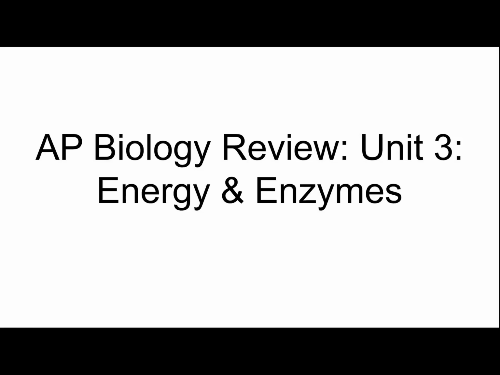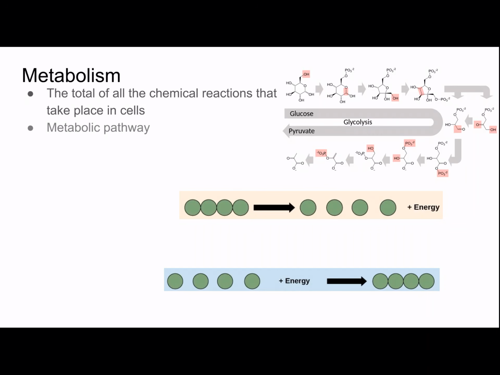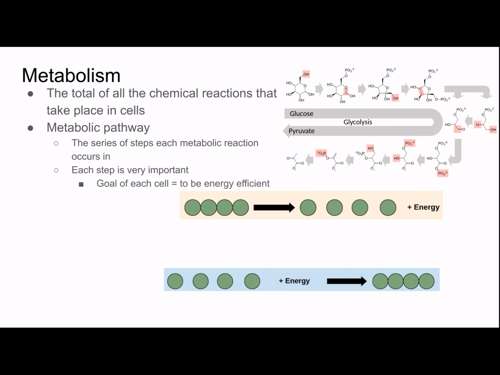This is the third video in the AP Biology Review series, and it is about energy and enzymes. So starting with metabolism. Metabolism is the total of all the chemical reactions that take place in cells. There are metabolic pathways, which are the series of steps each metabolic reaction occurs in. Each step is very important, and the ultimate goal of each cell is to be energy efficient.